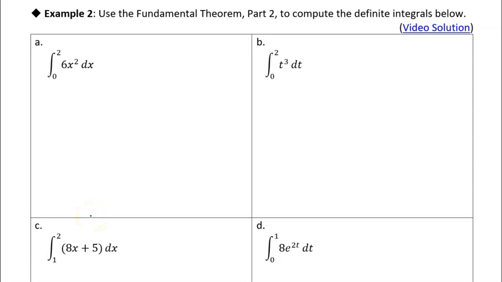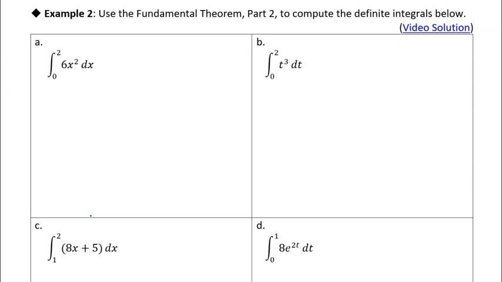All right, let's do some more practice evaluating definite integrals using the fundamental theorem of calculus. Now, if you feel like you've got this, feel free to stop the video and try these on your own and use the video to check yourself. But I'm going to go ahead and walk through these definite integrals. So the first one, we want to evaluate the definite integral from 0 to 2 of 6x squared dx.